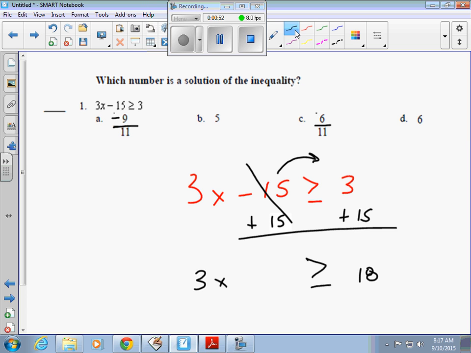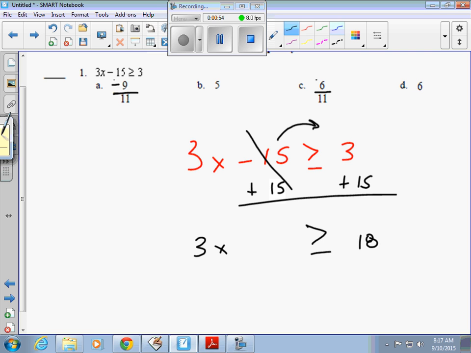Then get x by itself by doing the inverse of 3 times x and dividing by 3. If you do it to one side, do it likewise to the other. That leaves you with x. 18 divided by 3 is 6. Again, check to make sure you don't have to reverse it. We divided this time, but it was by a positive 3. Therefore, you leave it alone. So x is greater than or equal to 6.